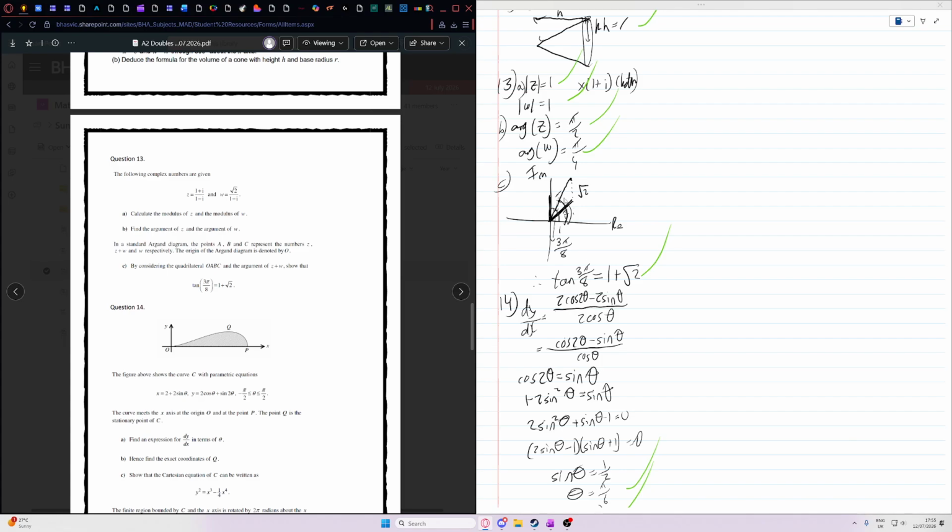Oh no, sorry, this bisects this, so it's going to be 3 pi over 8, and then that's going to work out to tan 3 pi over 8, and then that's going to be opposite over adjacent, or the argument of 1 plus √2.